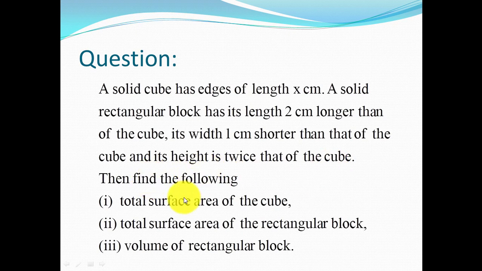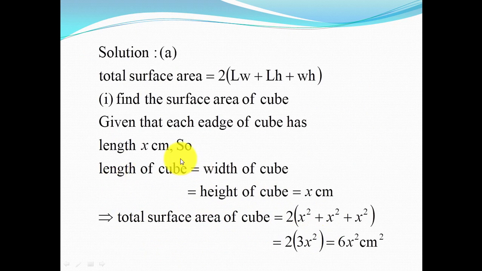And then find the following. First, total surface area of the cube, total surface area of the rectangular block, and volume of the rectangular block. First part is to find the total surface area of the cube. First we write the formula of the total surface area, which is equal to 2 multiplied by, where L represents the length, W the width, and H the height, LW plus LH plus WH. This implies length times width plus length times height plus width times height.